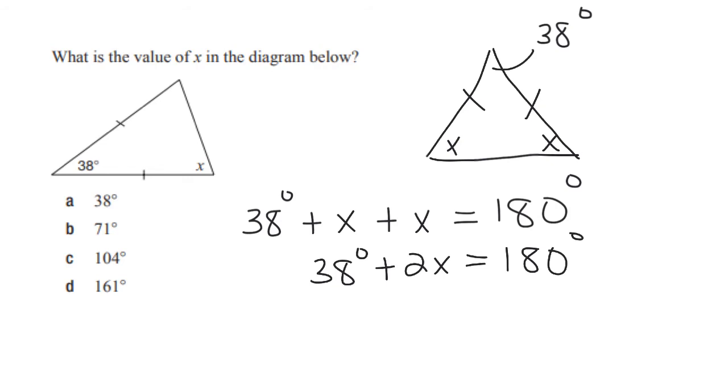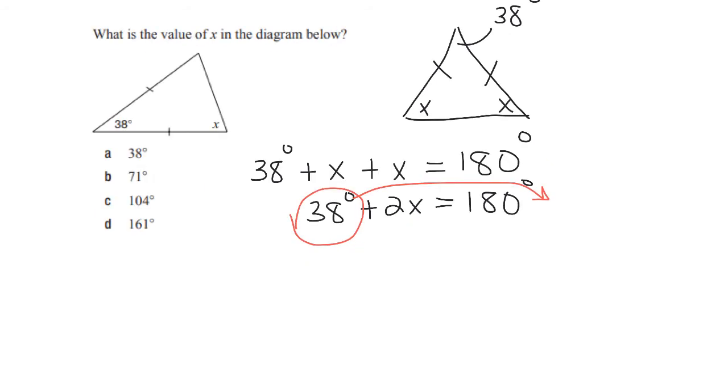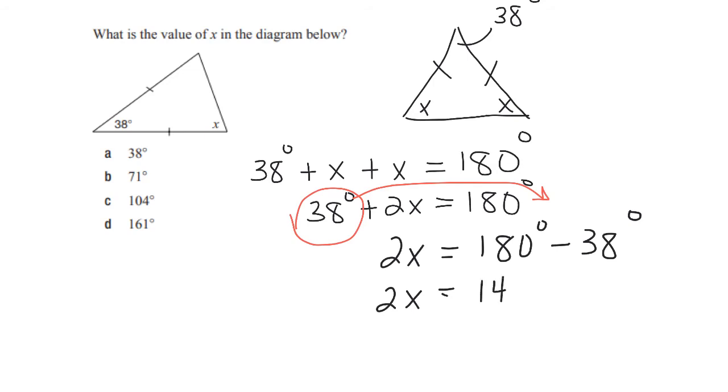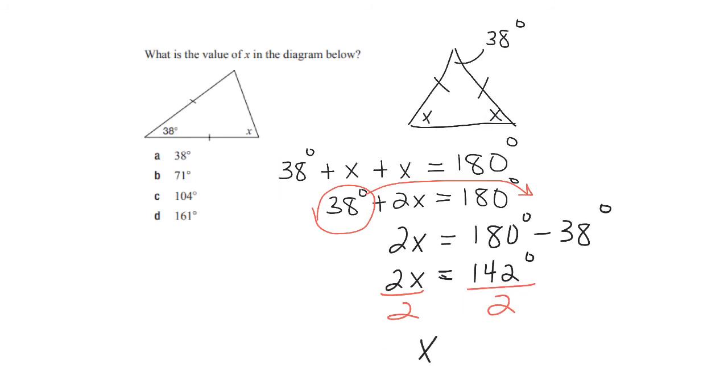So again, what I can do is collect like terms. I can take 38 degrees and bring it over to the right-hand side. So that's going to leave me with 2x equals 180 degrees minus 38 degrees. And if I do that subtraction, that's going to give me 142 degrees. And then simply to isolate for x, I'm going to divide both sides by 2. So that gives me a value of x equals 71 degrees.